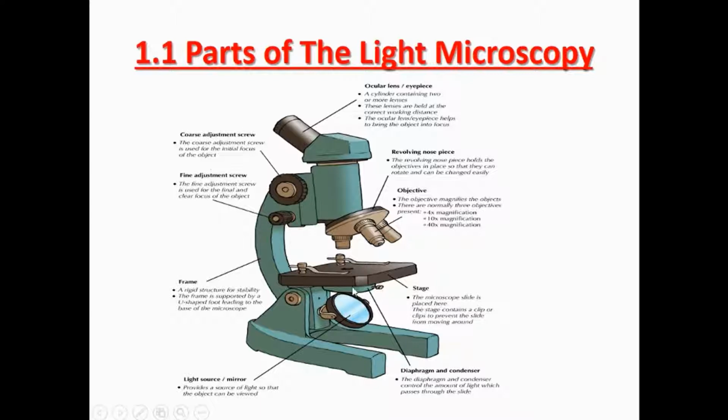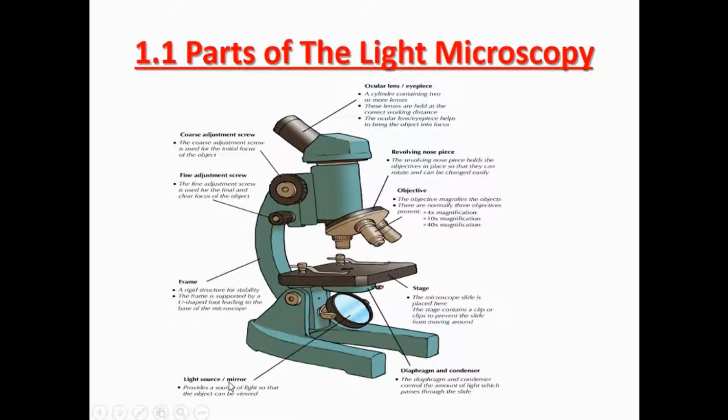And then there's the diaphragm here, or rather the condenser. The diaphragm and condenser control the amount of light which passes through the cell. There's light that passes through here so that you can see the slide. You have to shine light through here, so you use this to adjust the amount of light you want to come through. And then obviously you need a light source.